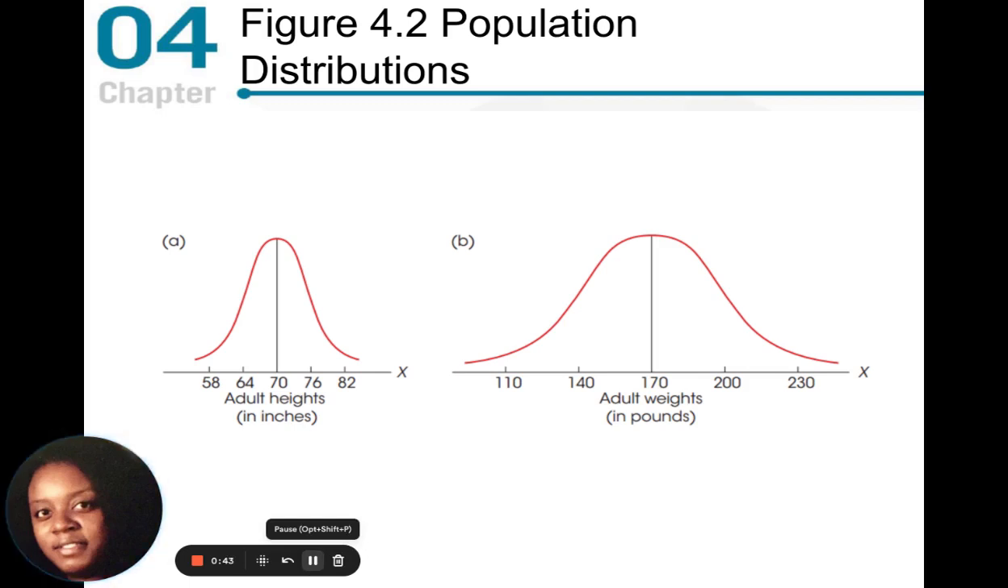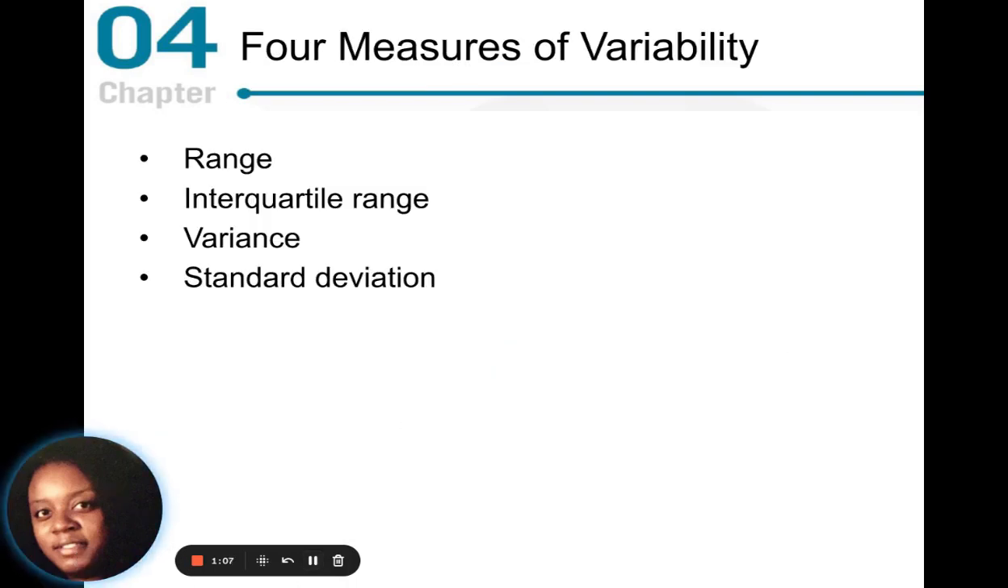If we take a look at figure 4.2, we can see a population distribution that describes adult heights and adult weights. You can see that both of those follow a bell curve, but the ranges of scores are quite different. There are 4 ways that we can measure how scores vary. We can look at range, interquartile range, variance, and standard deviation.